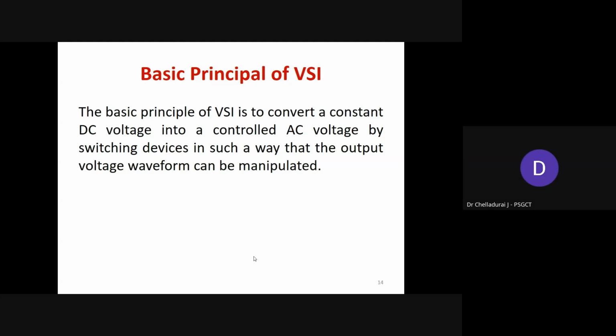So the basic principle of VSI is that we have to fix the input voltage magnitude as constant. By using a constant DC voltage source, we can easily control the output AC voltage magnitude with the help of different control techniques.